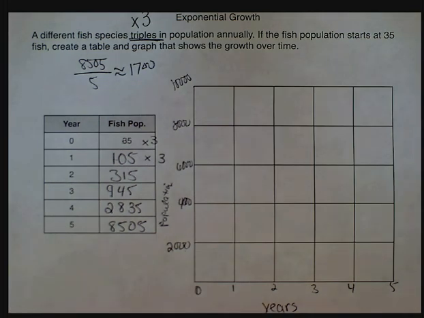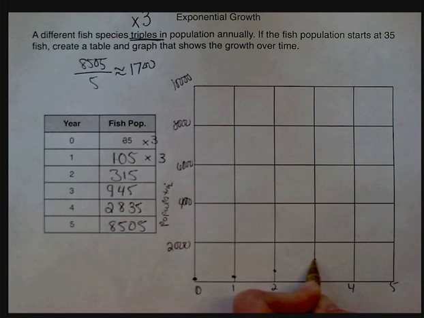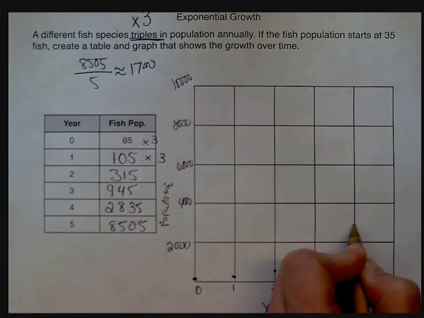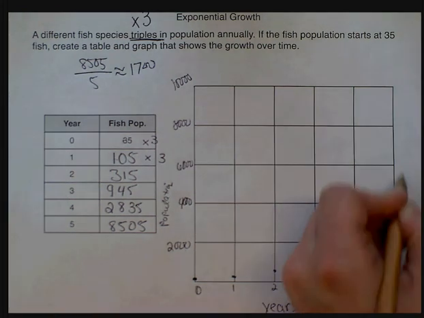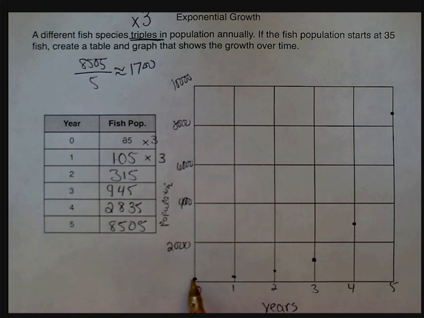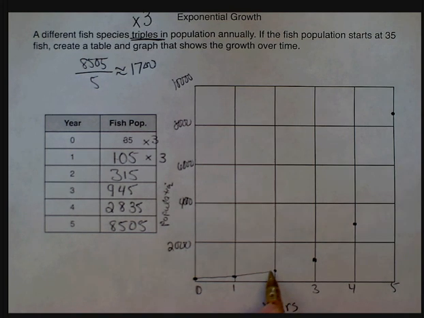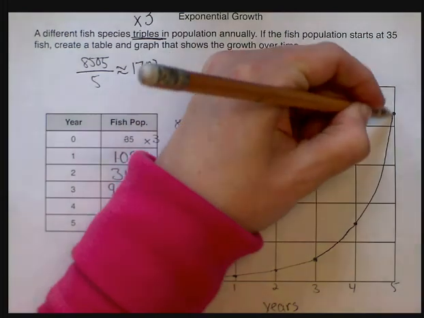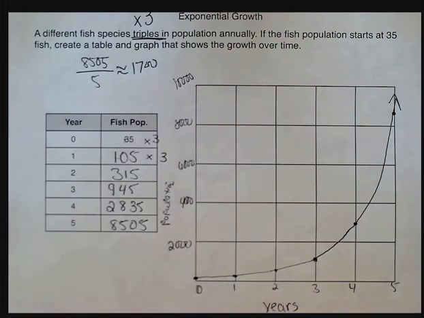Now I'm ready to plot my points: 0 and 35, and I'm just estimating these. 1 and 105, 2 and 315, 3 and 945, 4 and 2,835, and 5 and 8,505. So you can see that it has that exponential curve where it starts off growing slowly and then rapidly increases by that multiple of 3.